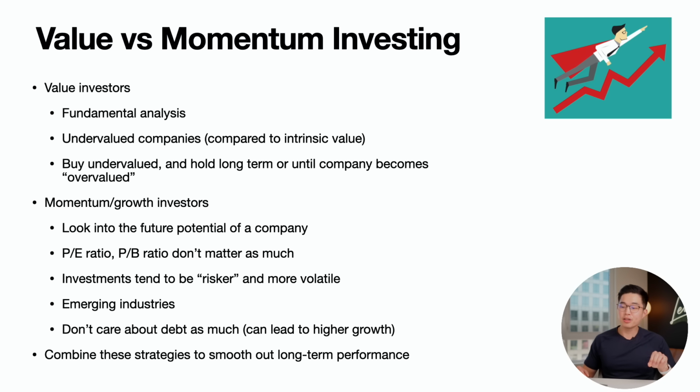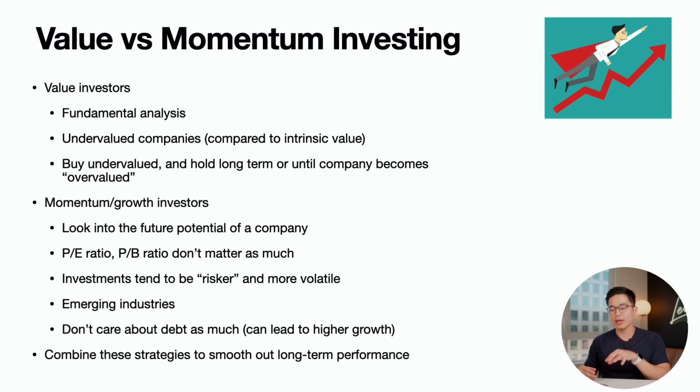Now let's also talk about value versus momentum investing, right? You have on one hand value investors. These people care about fundamental analysis. They care about all those metrics that we talked about, like PE ratio, price to book ratio, all that stuff. And they are specifically looking for companies that they think are undervalued compared to their intrinsic value. That's why value investors, they'll try and buy companies that are undervalued, hold long term, or until that company becomes overvalued, and then they might sell off part of their portion of shares or sell off all their shares.